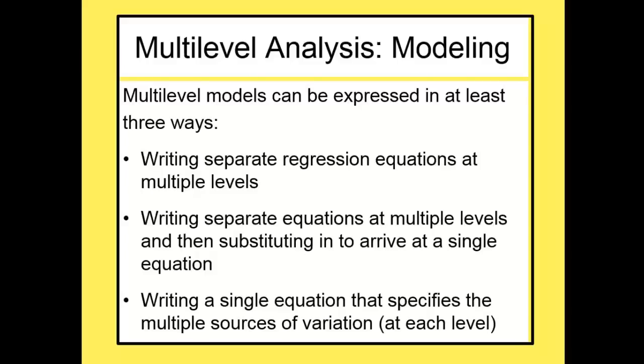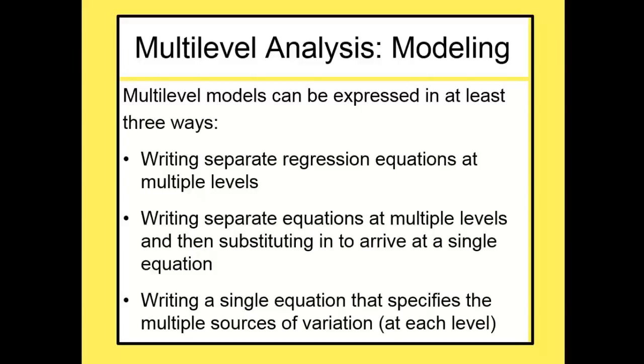So the second one says, do it separately, but then combine them. And the third one basically says, don't bother with that. Just write a single model. Take the variables that you're dealing with, put them into the model in terms of what you think are reasonable, and then somehow decide a correlation structure that you think might work. And that's the third way.